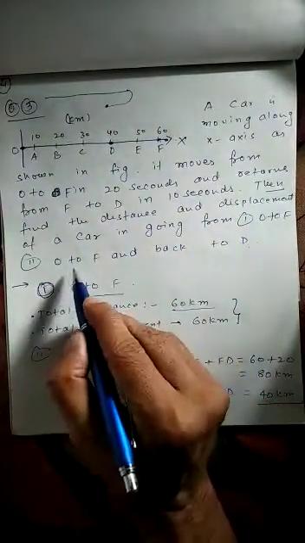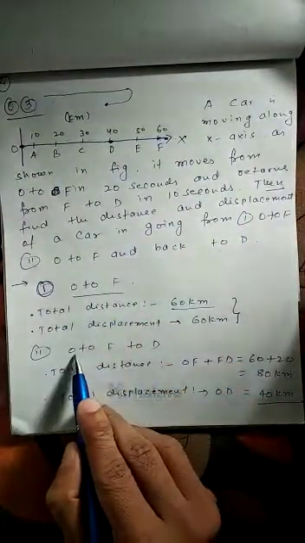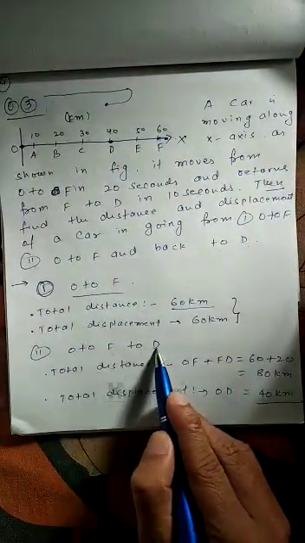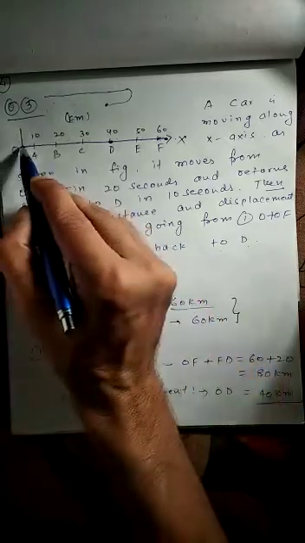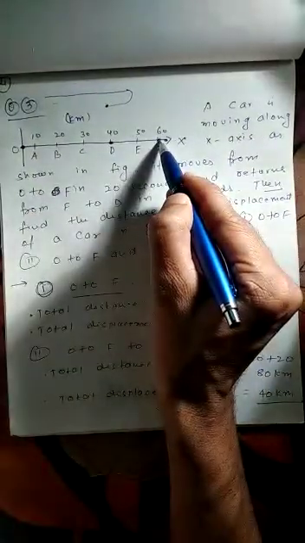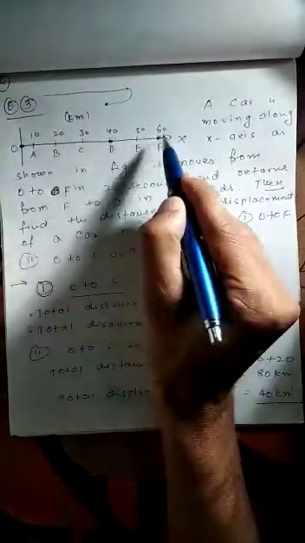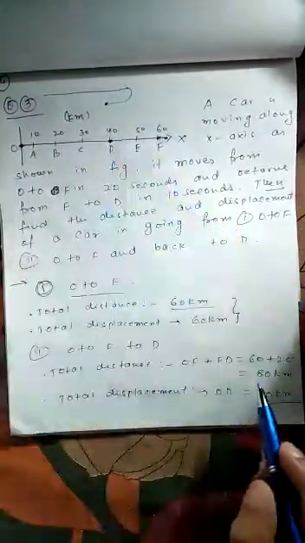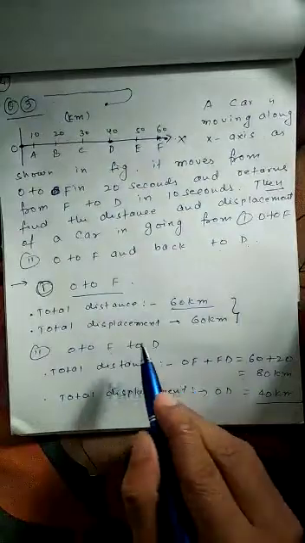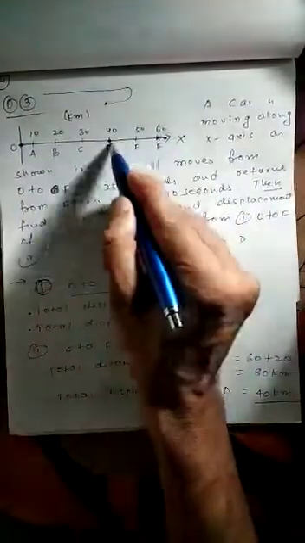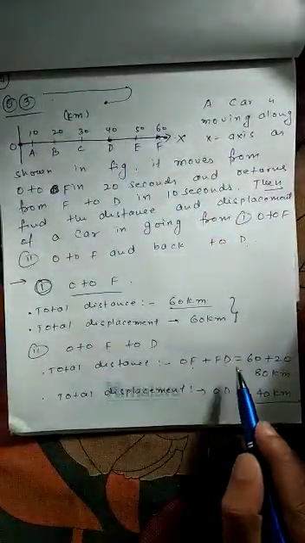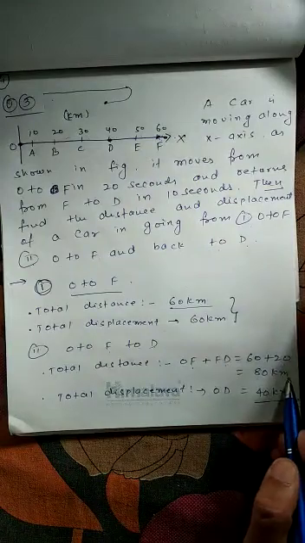Now, second question is O to F. First where did it go? O to F. Then come back to a point D. The total distance O to F 60 kilometer and come back to return to point D. From here, how many kilometers to D? This is 10. This is 10. So how much is the total distance? OF plus FD. OF plus FD, 60 plus 20, 80 kilometer.